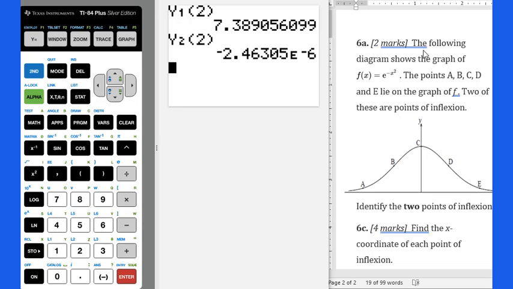Let's go to the last question. For 6a, the following diagram shows the graph of f of x equals e to the negative x squared power. Points A, B, C, D, and E lie on the graph of f. Two of these are points of inflection. We know that B and D are the 2 points of inflection. And for 6c, find the x-coordinate of each point of inflection.